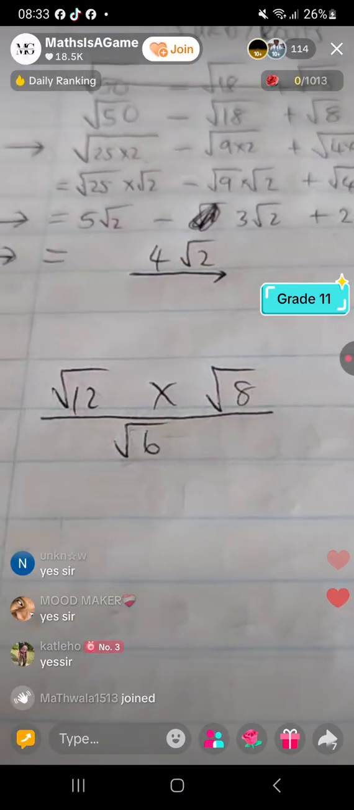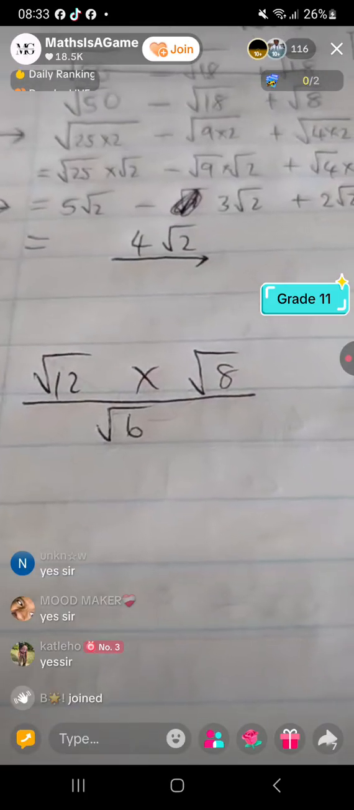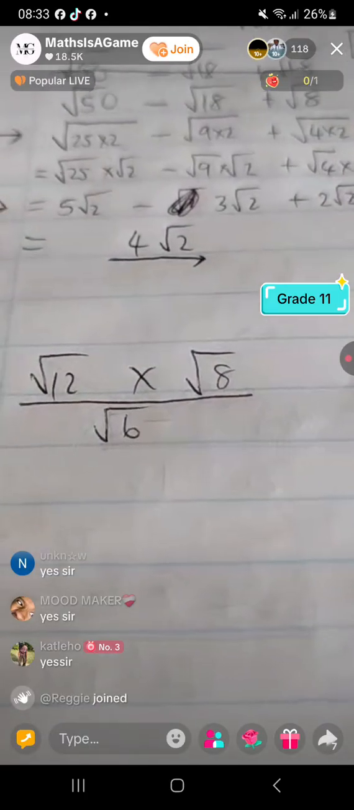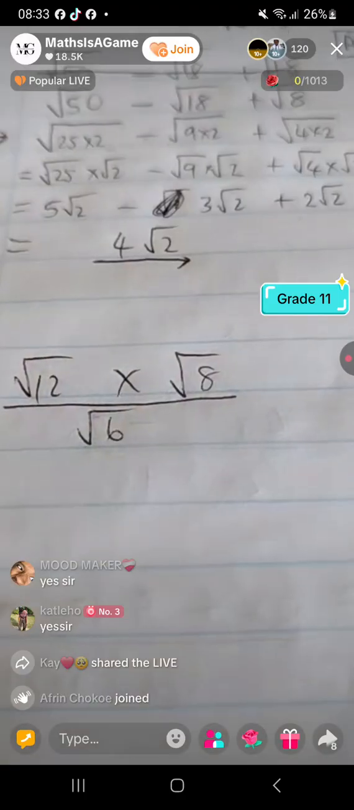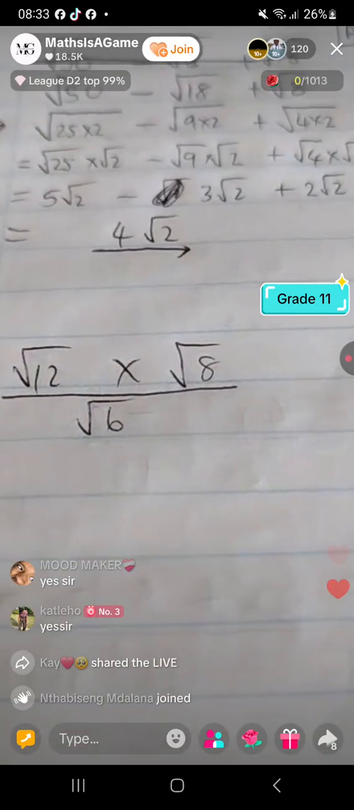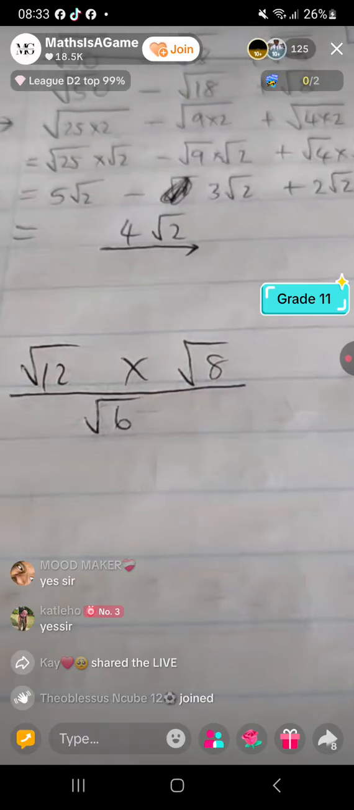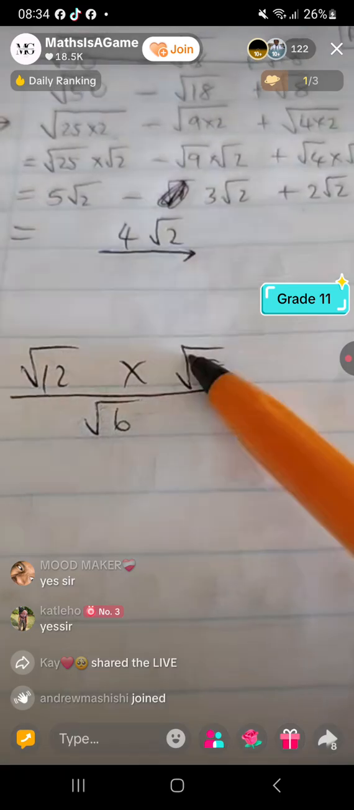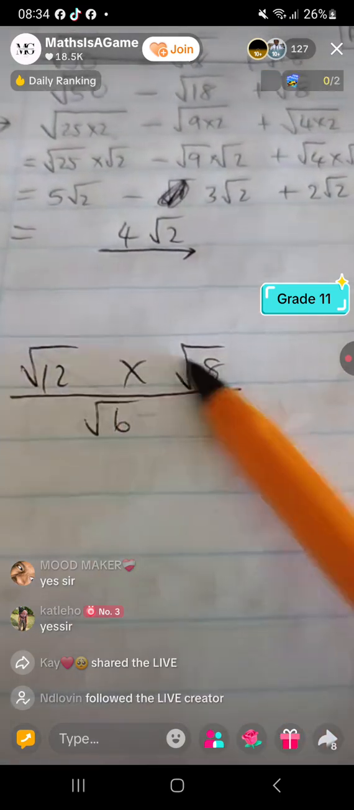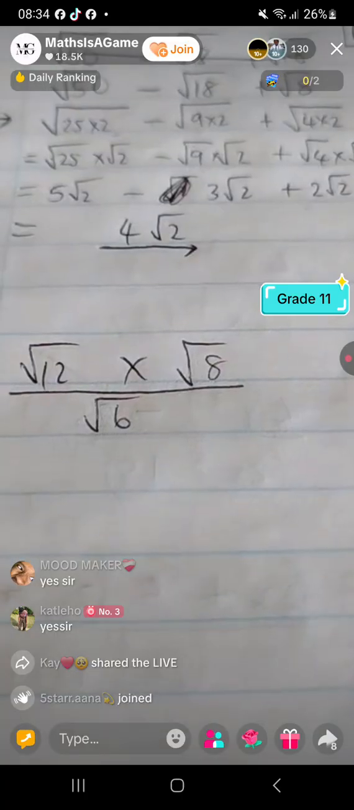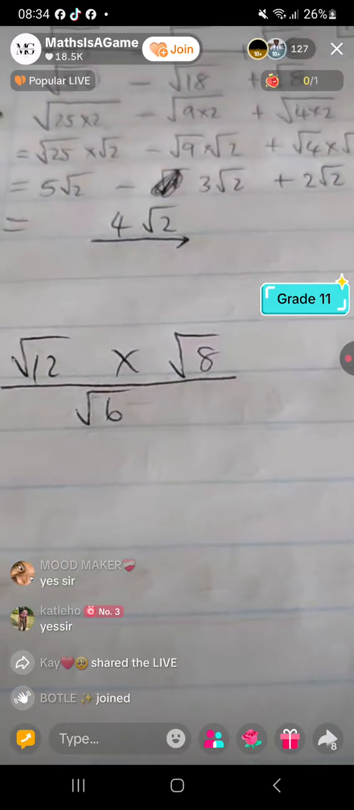Square root of 12 times square root of 8 divided by square root of 6. Relationship here is multiply and divide. Okay, so really here for this question, there are many ways to kill this cat, because of the fact that we have multiply and divide as our relationship.